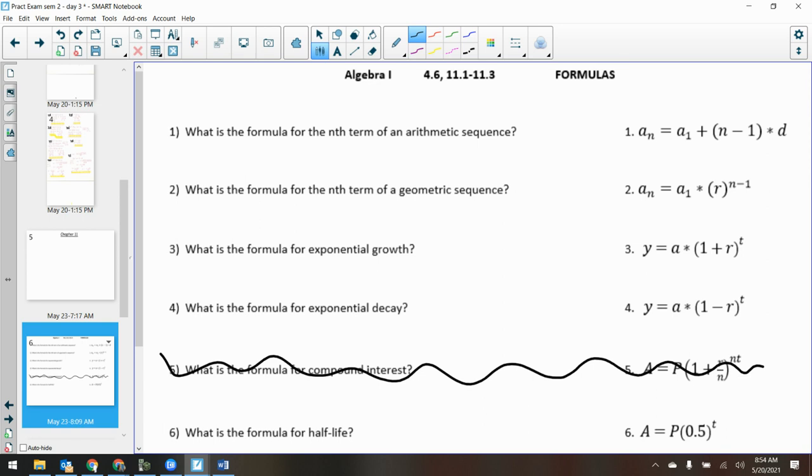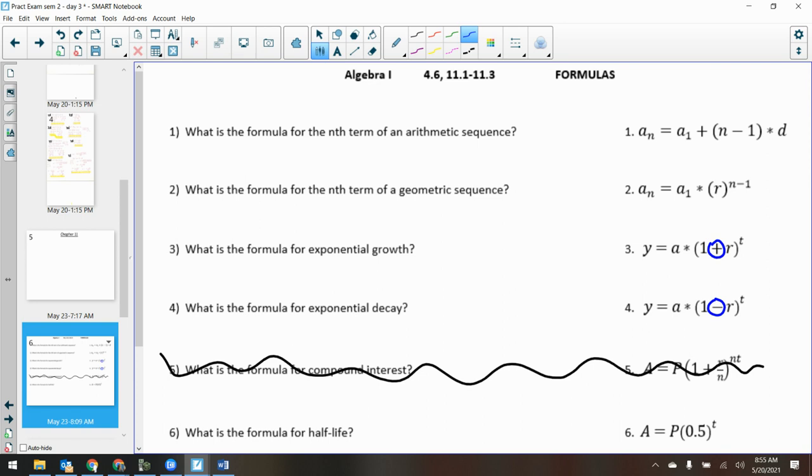For 3 and 4, the exponential growth and exponential decay, notice it's the exact same equation with one key difference, the plus or the minus. It's little a, which is our beginning value, times 1, either plus or minus the rate, as a percentage rate turned into a decimal, raised to the t power. And then we have our half-life, where r is my rate and t is my time.